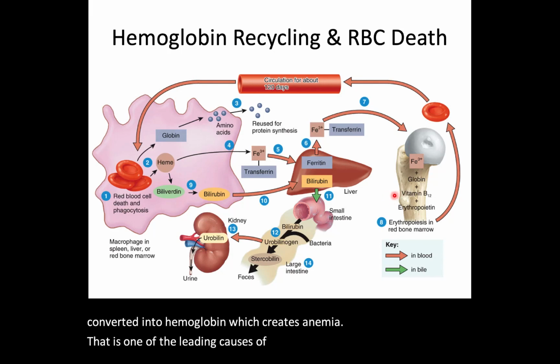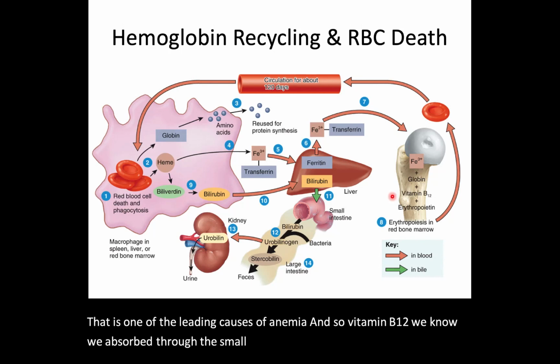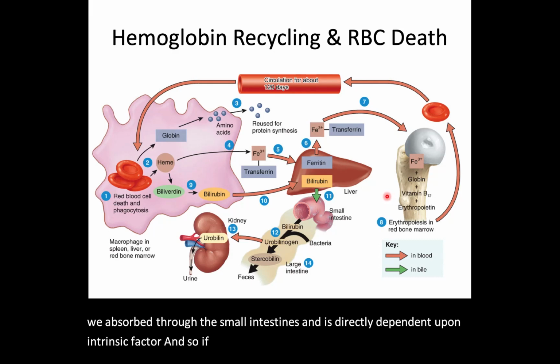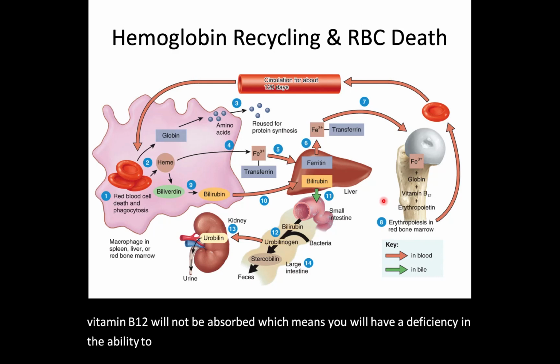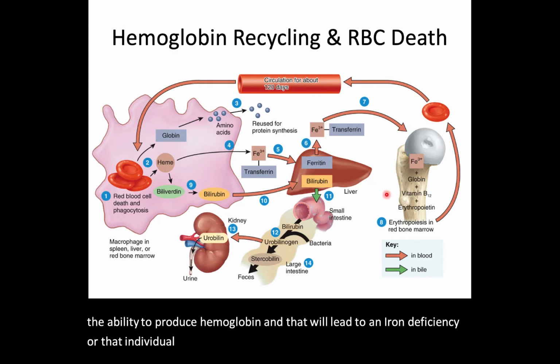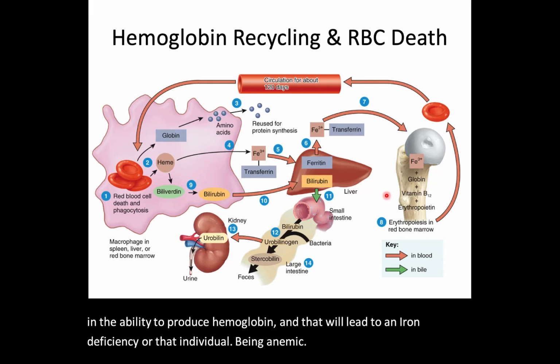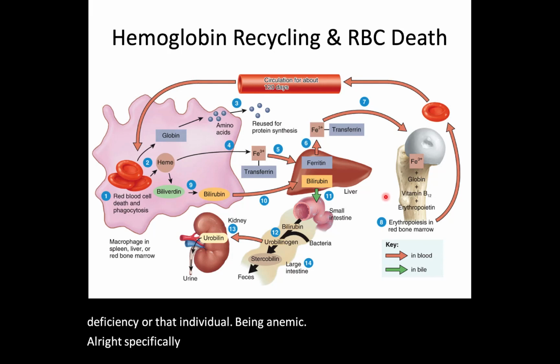And so vitamin B12, we know we absorb through the small intestines and is directly dependent upon intrinsic factor. And so if the stomach is not secreting intrinsic factor, vitamin B12 will not be absorbed, which means you will have a deficiency in the ability to produce hemoglobin. And that will lead to an iron deficiency, or that individual being anemic. All right. Specifically pernicious.